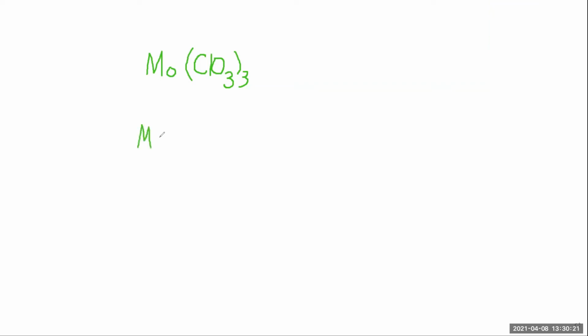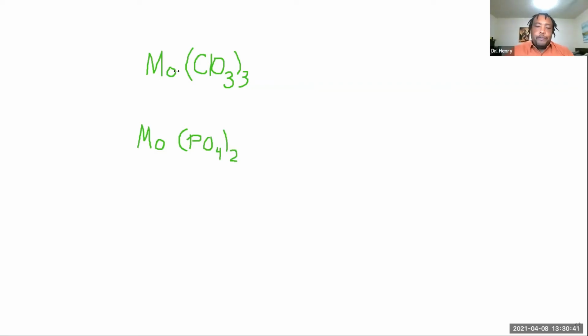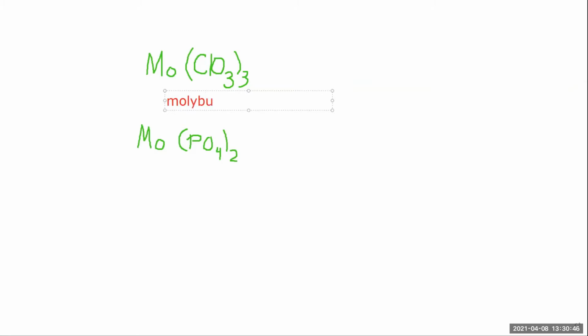Oh, ClO3, that's a chlorate. Is it molybdenum 3 chlorate? How do you say that? Molybdenum, yes. It would be molybdenum. Is it molybdenum 3 chlorate? Because molybdenum is a transition metal. Mm-hmm. And ClO3 is chlorate. That is correct.